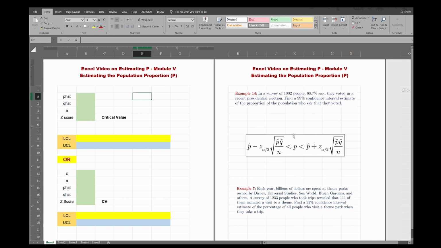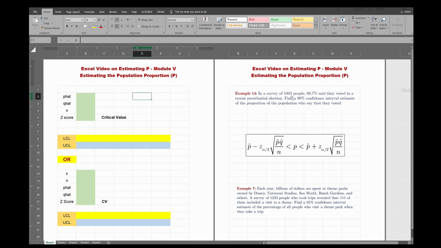Now I've given you two examples because there are two different ways you could be asked this. You could be given p hat, which is right here, or you could be given an x and an n where you have to divide and get p hat. So like one additional operation in this problem. So let's start with this one.